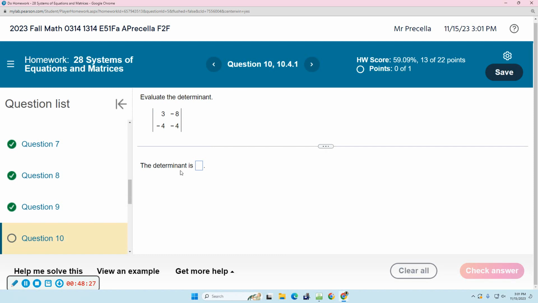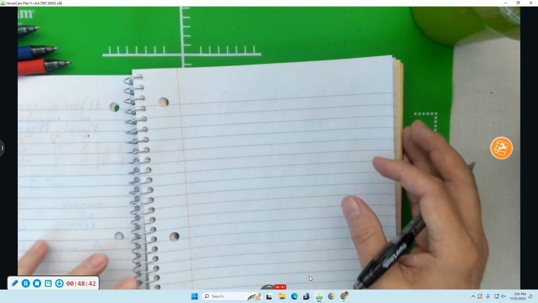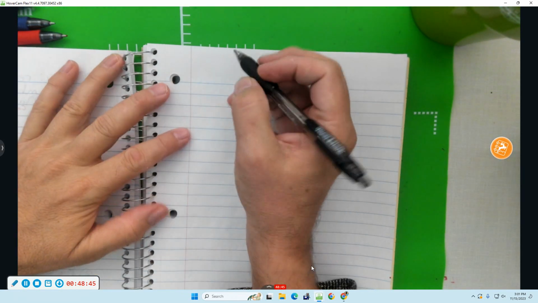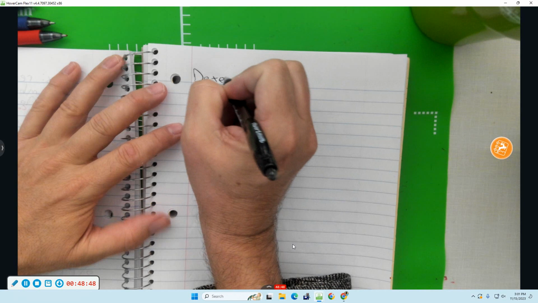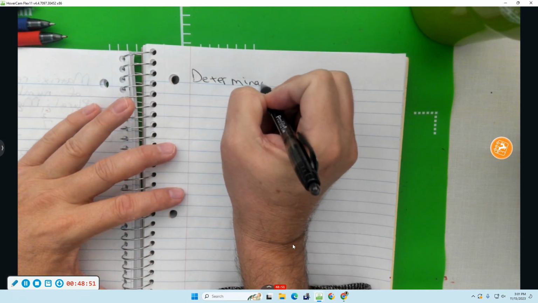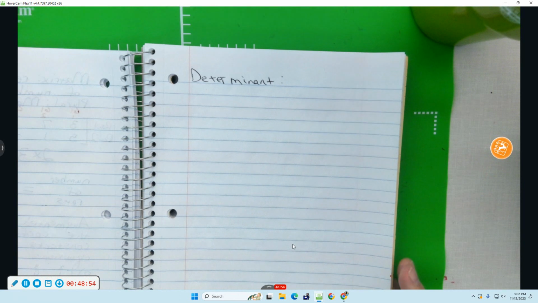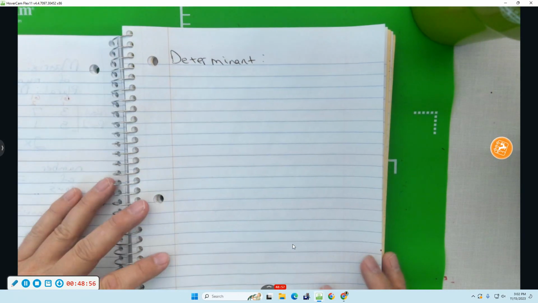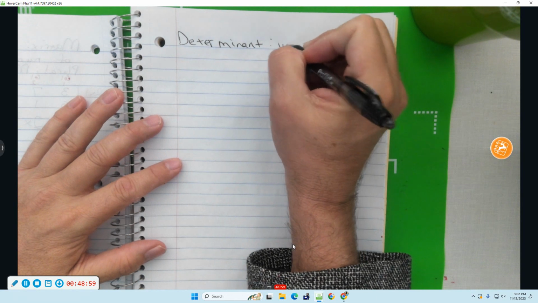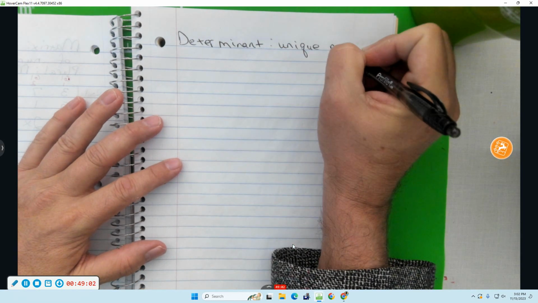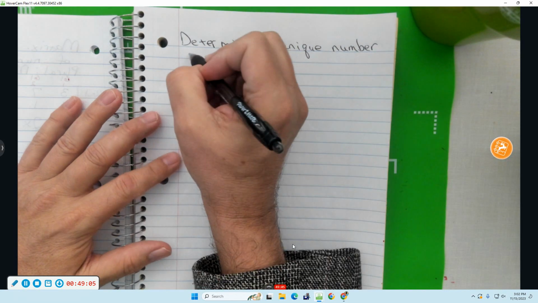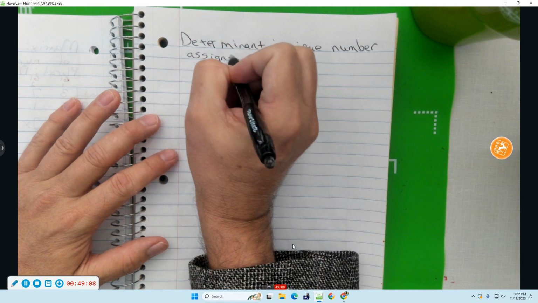With determinants, it's got to be a square matrix. Is this a square matrix? How many rows do we have? 2 rows. How many columns? 2. Okay. We're going to look at, first of all, a determinant. A determinant is a unique number assigned only to a square matrix.